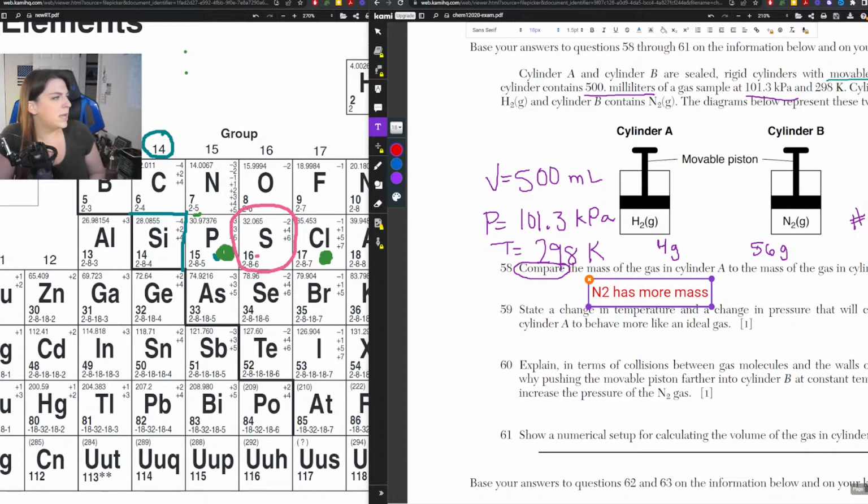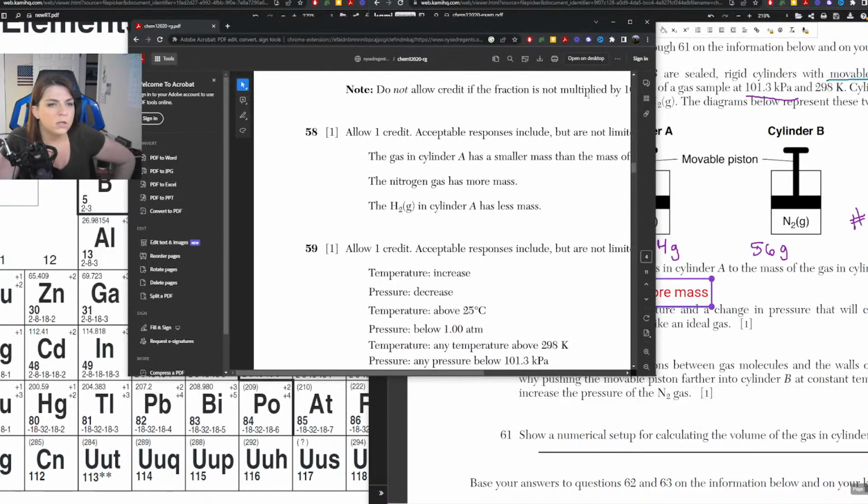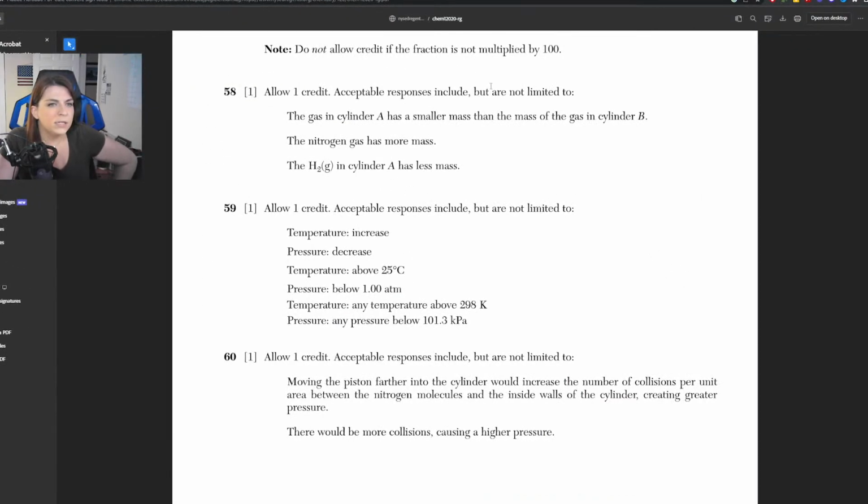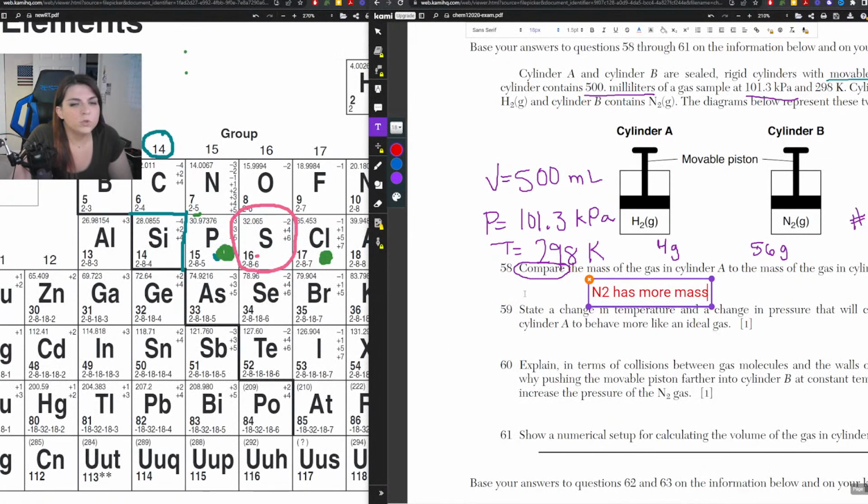Okay, so they say the gas in cylinder A has a smaller mass. Nitrogen has more mass, or hydrogen has less mass. And then you could copy and paste different parts of these answers to get the whole answer. That's what the "but not limited to" part means. So that's what that is. I would have said nitrogen has more mass.